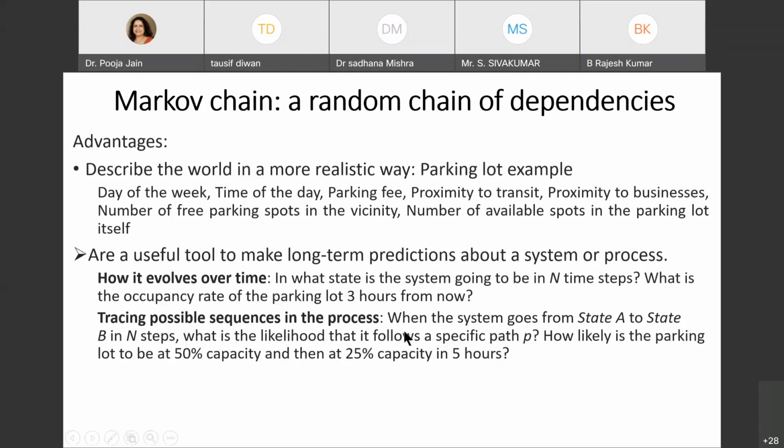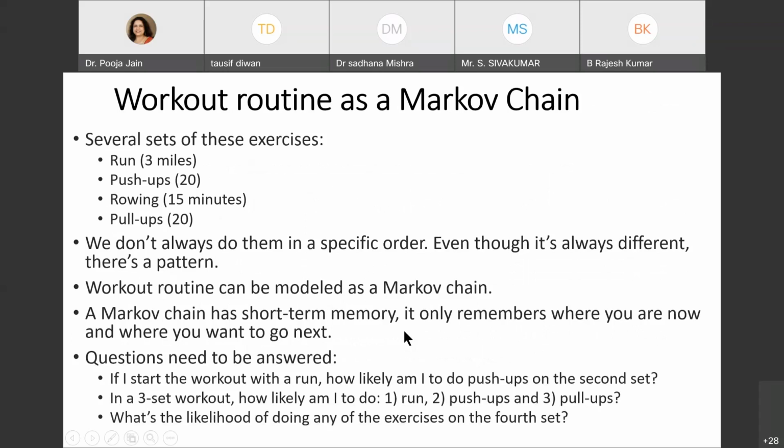Fine. See one more example. This is a very realistic example that we are going to consider, and we will form the Markov chain for the same. Several sets of states are there. Suppose we take a workout routine example, with these 4 workout sets: running for 3 miles, 20 push-ups, 15 minutes rowing, and then 20 pull-ups. So these are the set of exercises that anyone can follow.